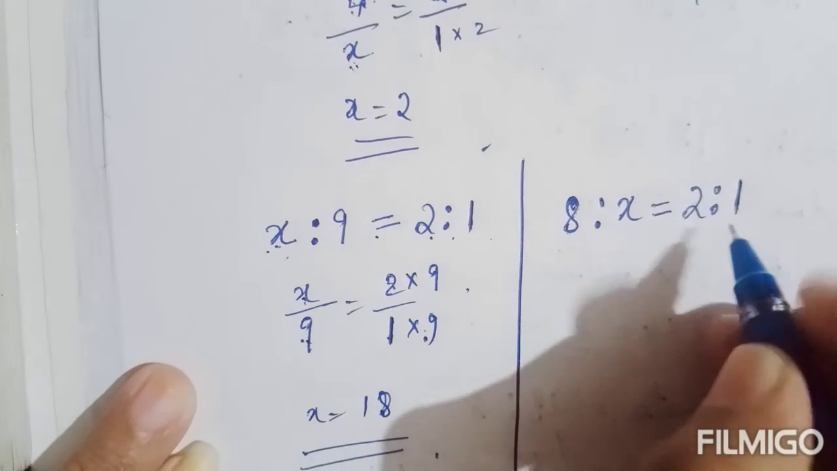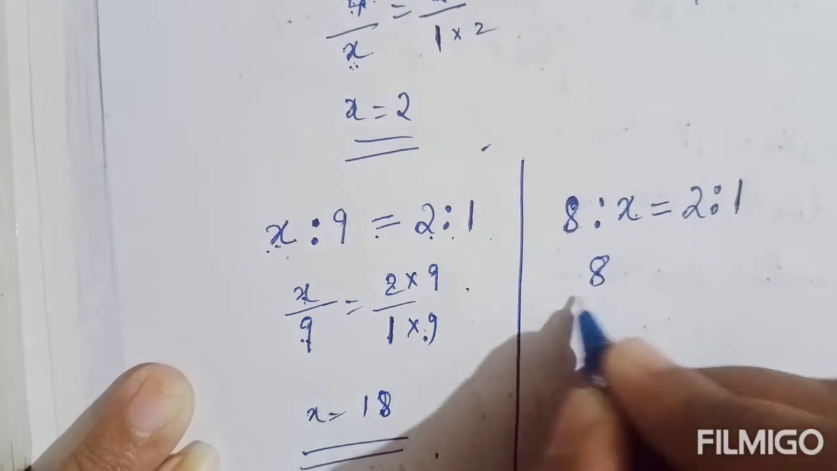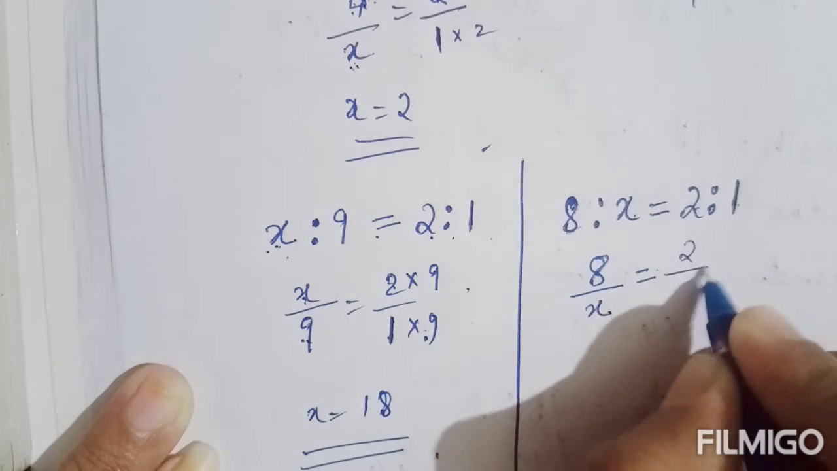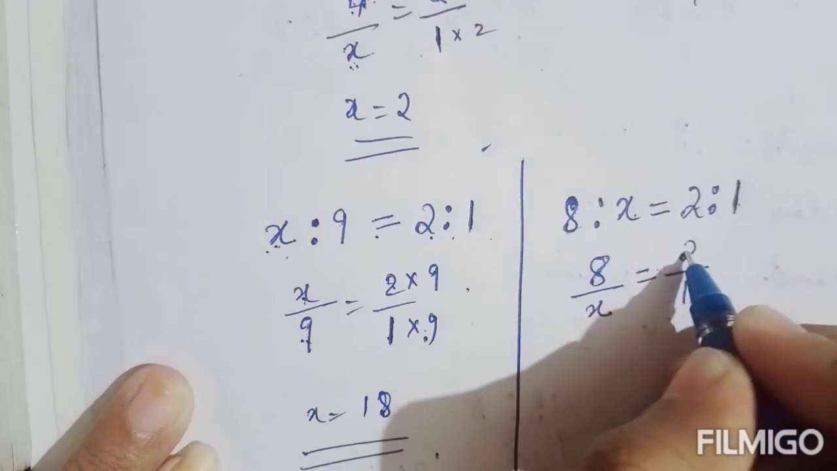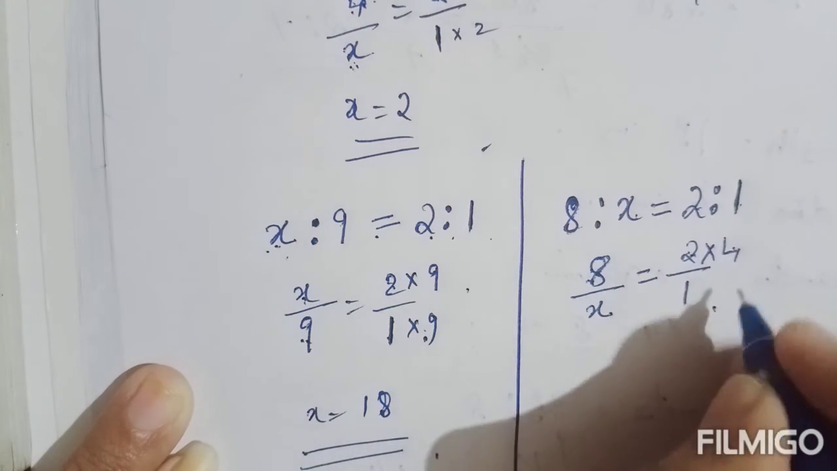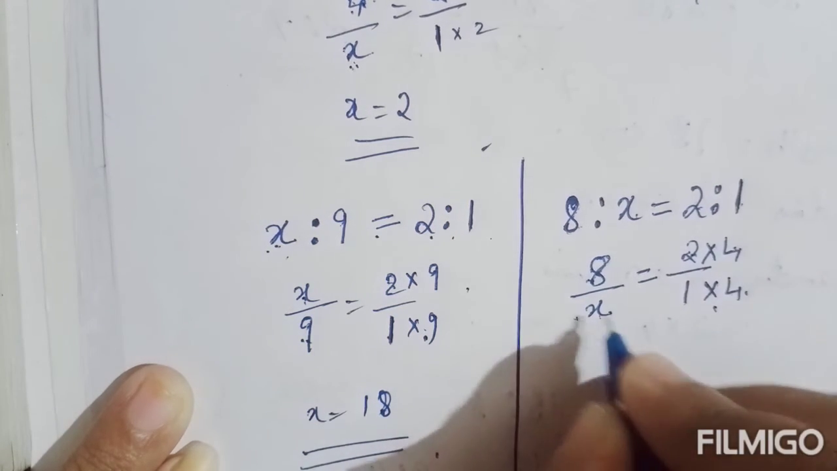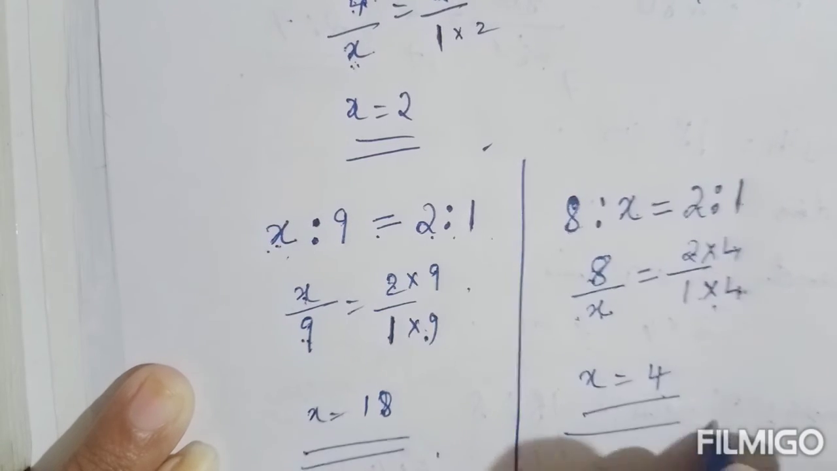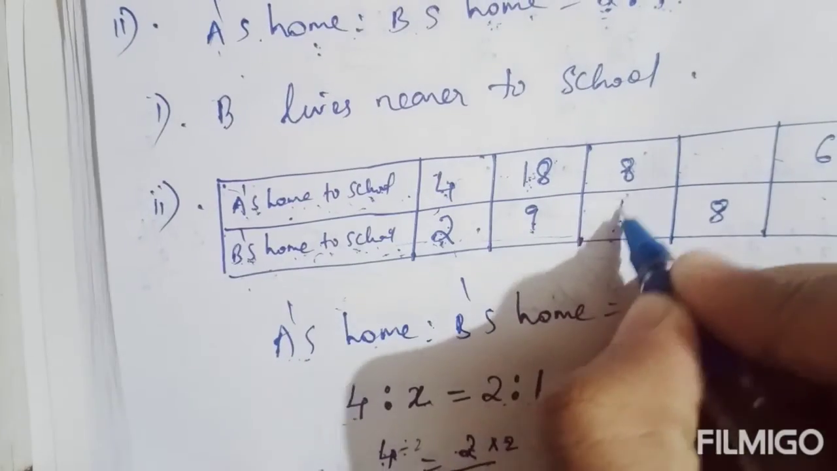Okay, so we can equate these two ratios. 8 is to x, we can write it as 8 by x equal to 2 is to 1, it is 2 by 1. Okay, now here you can see 2 into 4 you will get 8. So 1 also you multiply by 4. You will get the value of x. X equal to 1 into 4, it is 4. So here the value will be 4.